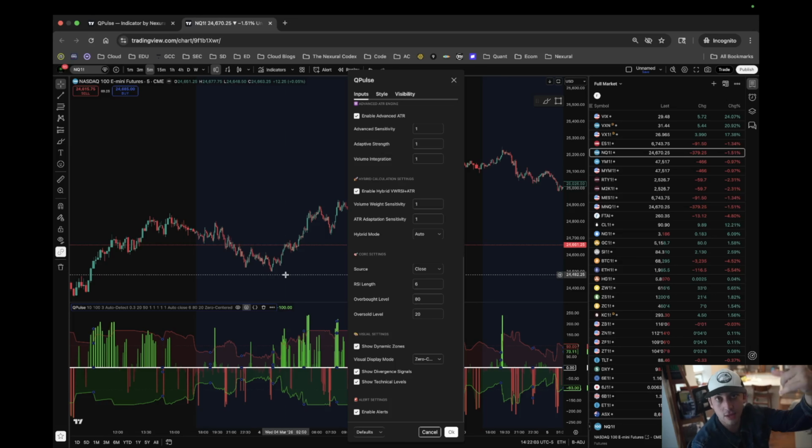Now, lower than that, show technical levels, show divergence signals. The signals I don't necessarily use. You can customize this to however you like. I included that in the features here. But overall, the inputs and what we have showcasing, it should be pretty much out of the box.